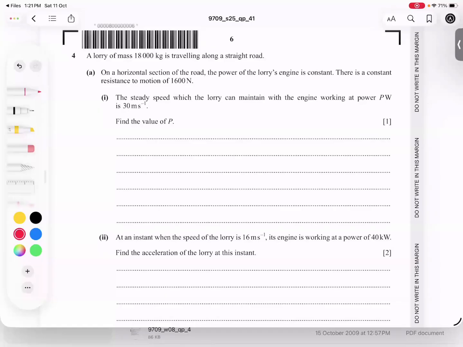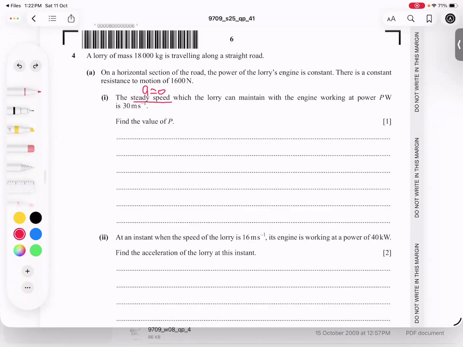Question number 4. We have a lorry of mass 18,000 traveling along a straight road. On a horizontal section of road, the power of the lorry's engine is constant, and there is a constant friction force of 1600. Now, the steady speed. What does steady speed mean? A constant speed, acceleration is confirmed 0, which the lorry can maintain with an engine power of P. Okay, the speed is fixed, and find P.